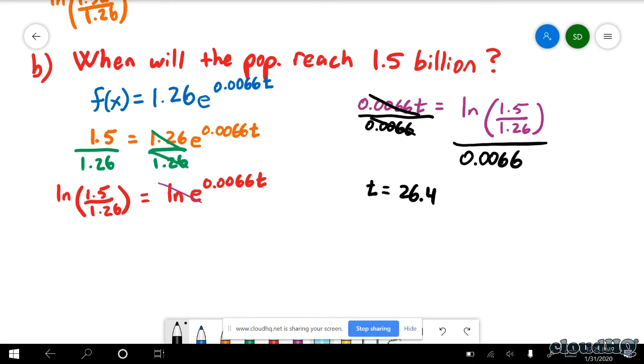So knowing that t is about 26.4, I should be able to go and answer the question. The question was, when will the population reach 1.5 billion? We said t was the number of years since 2000. So that means it's going to hit 1.5 billion sometime in the year 2026, about halfway through the year. So in 2026 would be my answer to the question.